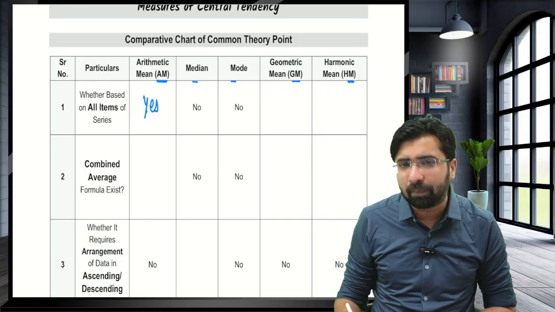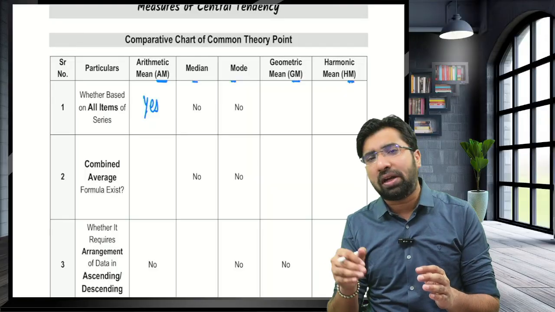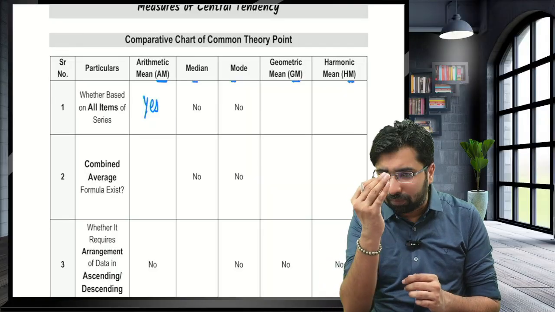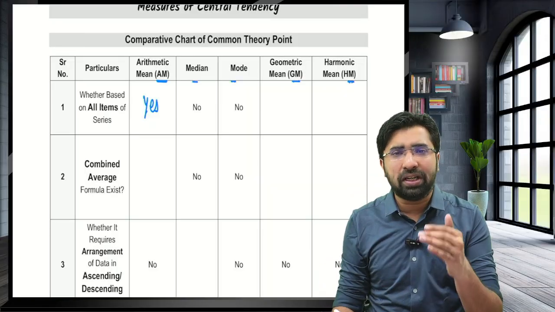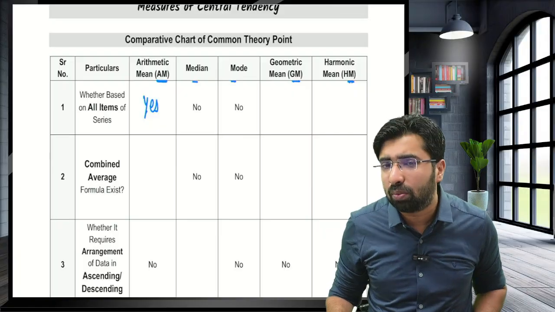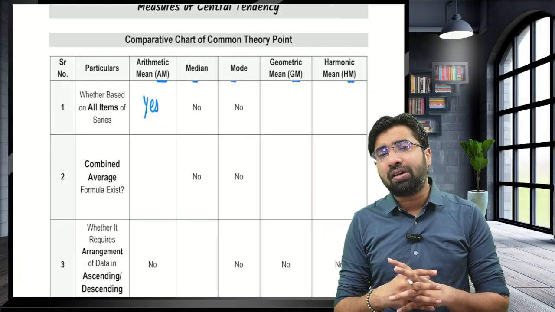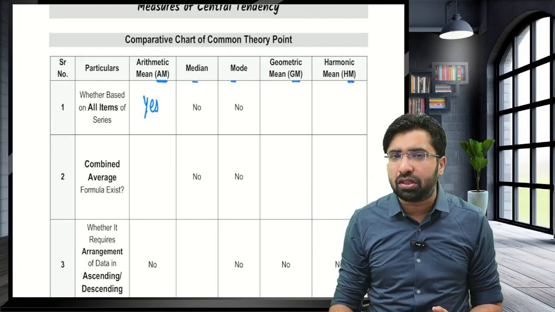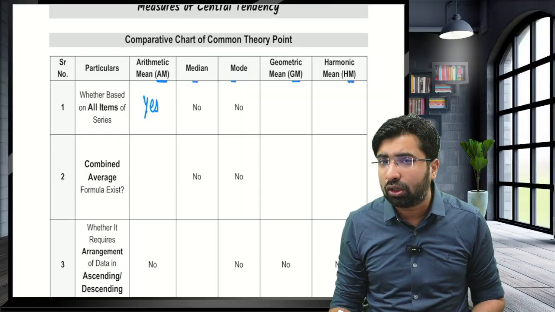Yes. Median just takes (n plus 1) by 2. The person sitting at the center place, the middle place, is the median. So, median does not consider all the observations. Mode says the observation which occurs the maximum number of times is the mode. This is also not taking all the observations.